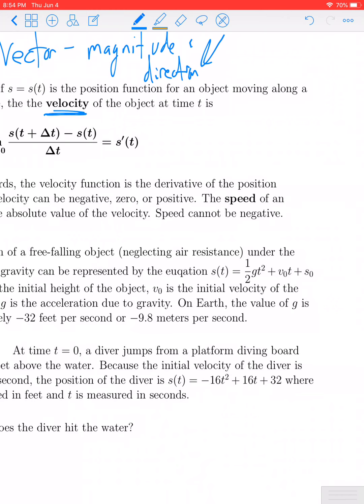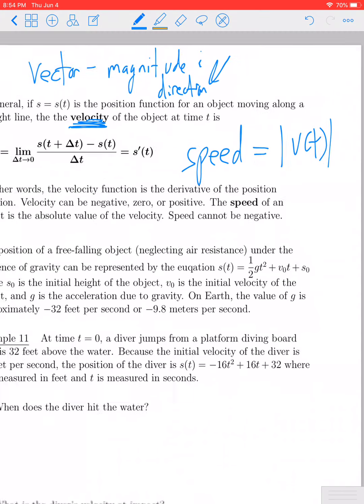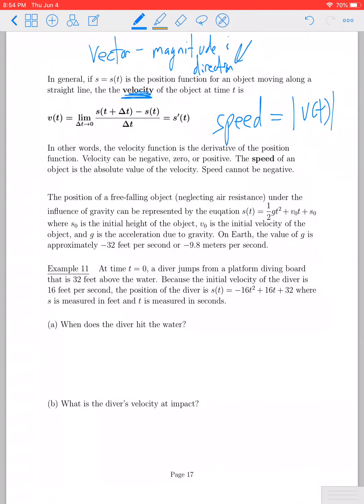So don't confuse velocity with speed. Velocity itself is a vector quantity. It has both magnitude and direction. If somebody's only concerned with, relatively speaking, how fast is something traveling, in other words, what is the speed? Speed is the absolute value of velocity. Speed does not concern itself with which direction it's moving. It just wants to know what is the magnitude of the instantaneous rate of change. Okay, so speed for us is the absolute value of velocity.